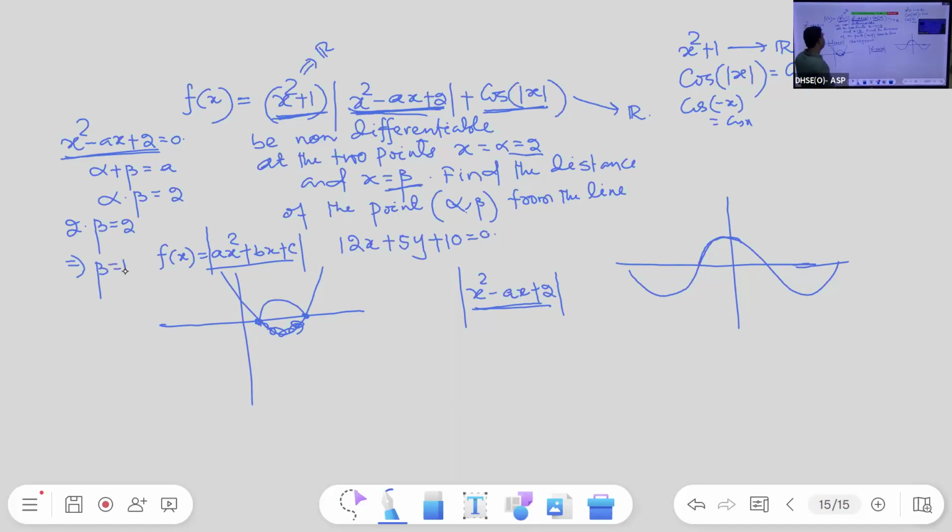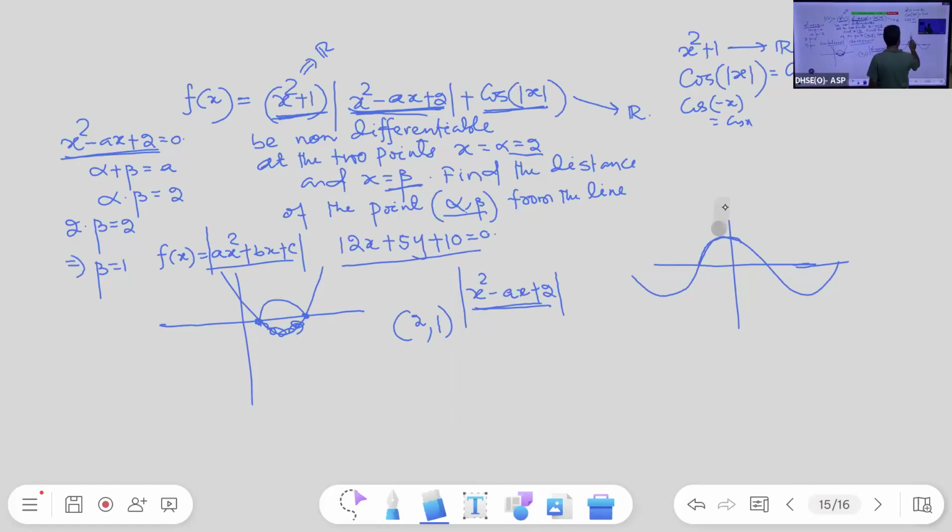Okay. So the point alpha comma beta is the point 2 comma 1. The question is to find the distance of the line 12x plus 5y plus 10 is equal to 0 from the point 2 comma 1. So for the distance of a point from a line, I'm writing the formula.